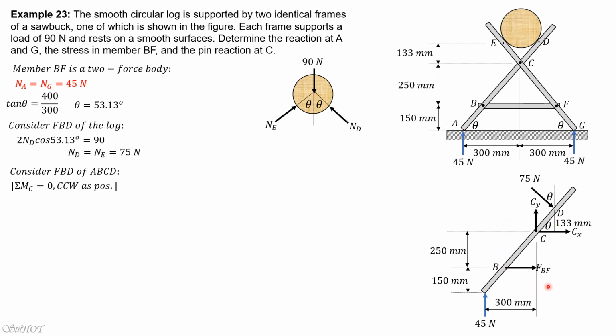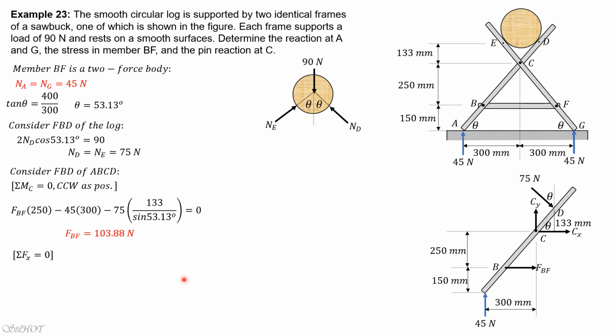Counterclockwise positive. So we have F_BF times 250, then minus 45 times 300, then minus 75 times this distance. This is 133 divided by sine of theta, because sine theta is 133 over CD. So CD is 133 over sine theta, sine 53.13. So solving, F_BF is equal to 103.88 newtons.